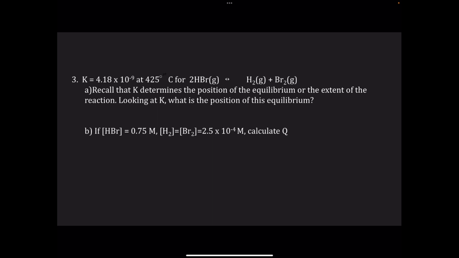So we can take a look at problem number 3. We're told that K is 4.18 times 10 to the negative 9th at 425 degrees Celsius for the reaction of 2 HBr producing hydrogen and bromine. Now remember that K determines the position of the equilibrium, or the extent of the reaction. Looking at K, we're asked about the position of the equilibrium. So again, we're looking to see if K is small, intermediate, or large. This K value is less than 10 to the negative third, so I have a small K. So remember again that small K means my equilibrium favors my reactants.